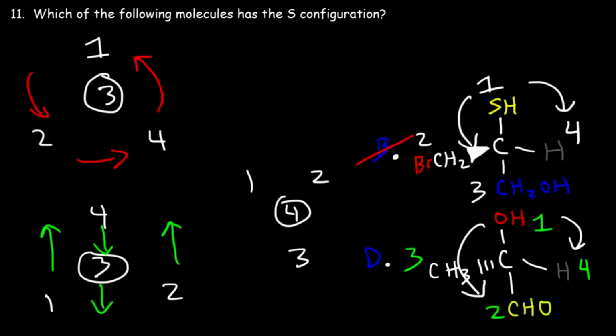So we just got to count it from 1, 2 to 3. So this is the R configuration. So therefore, only answer choice C has the S configuration. So answer choice C is the right answer.